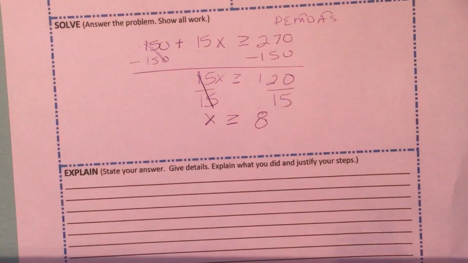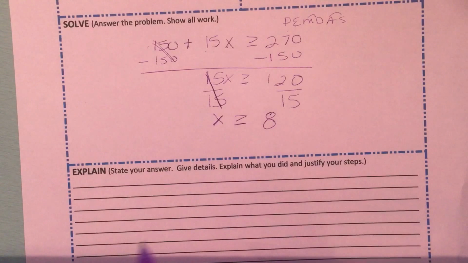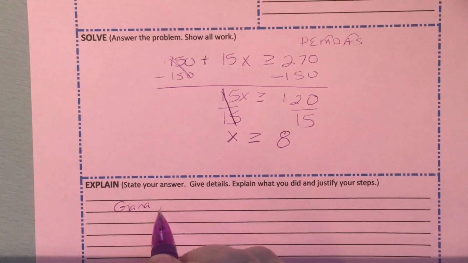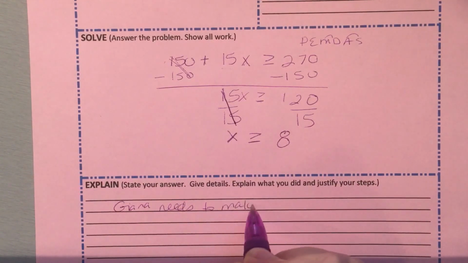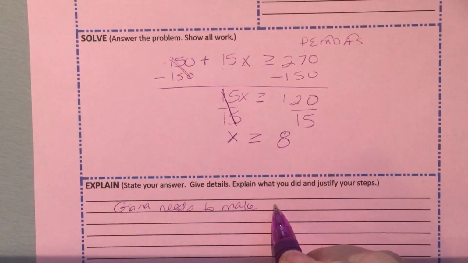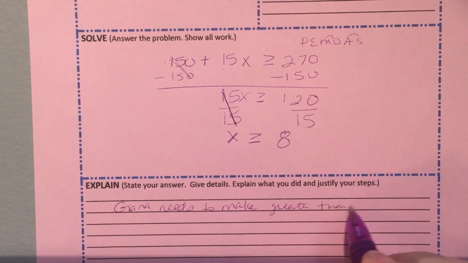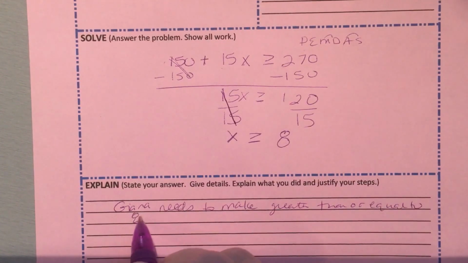So what does this mean? In the end, we have to explain and state our answer. This means that Gianna needs to make greater than or equal to 8 sales this week.